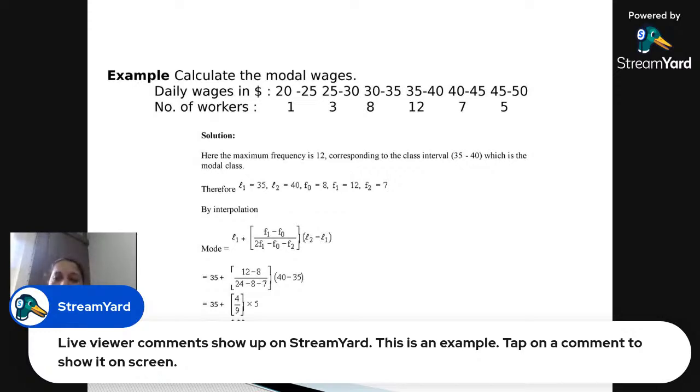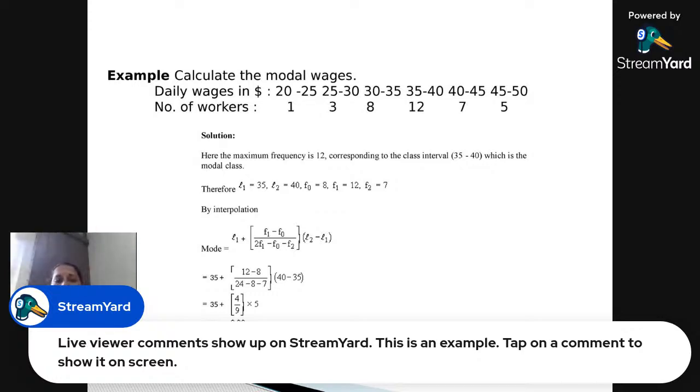Fine. What is the frequency of the preceding class of the modal class? 8. 8 is the correct answer. 8 is the frequency of the preceding class of the modal class.